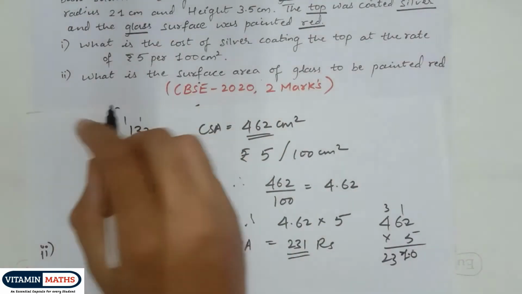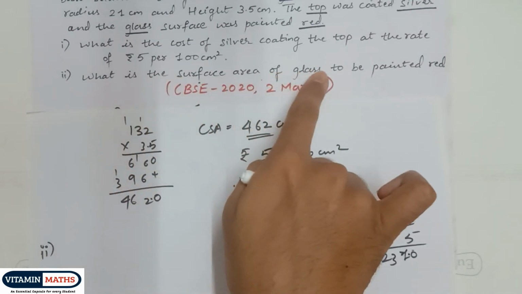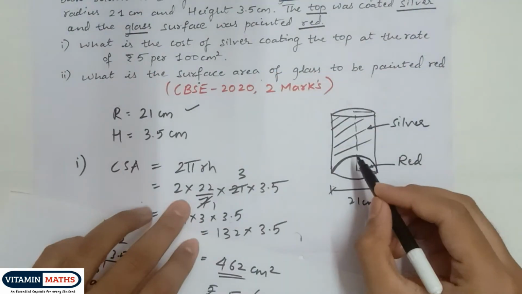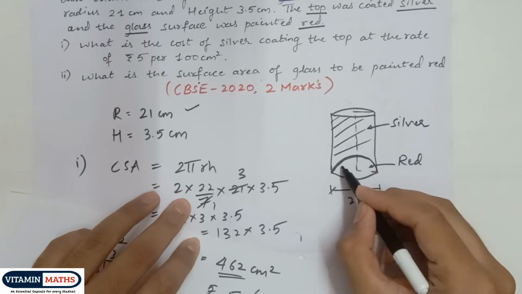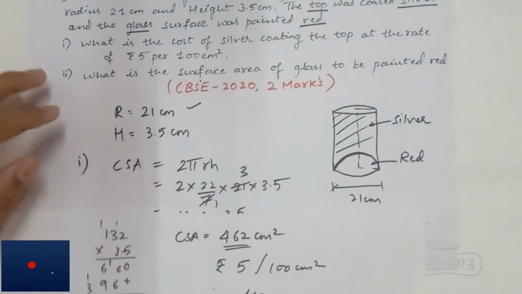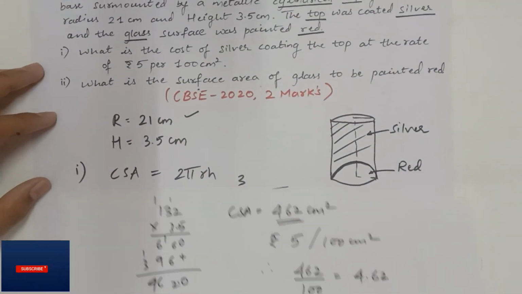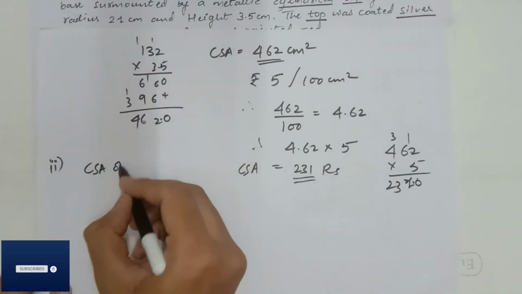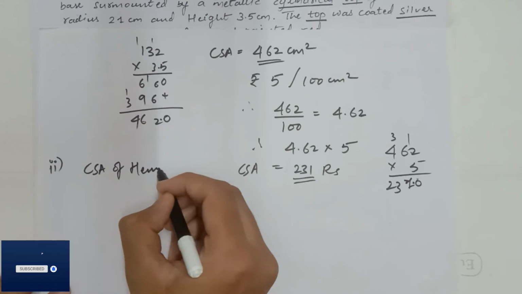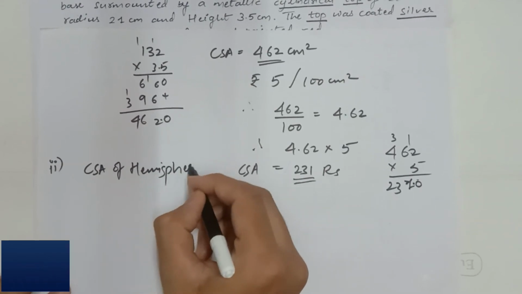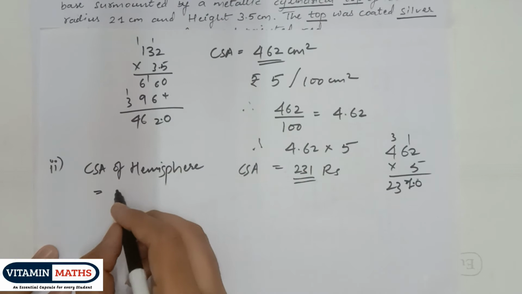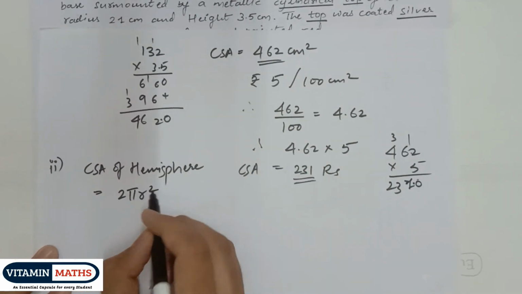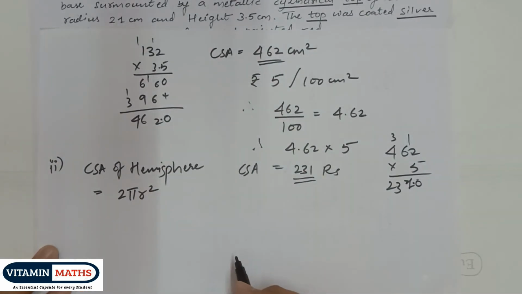So now we have to calculate what is the surface area of the glass to be painted in red color. That is nothing but the CSA, curved surface area of hemisphere. What is the CSA of hemisphere? It is 2 pi r square. So 2 pi r square is the CSA.